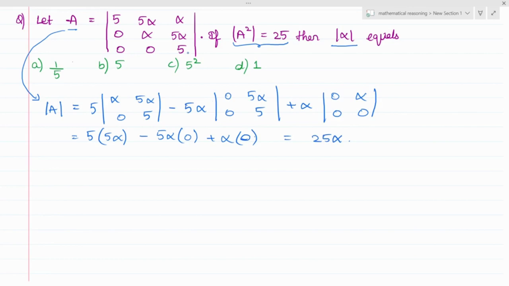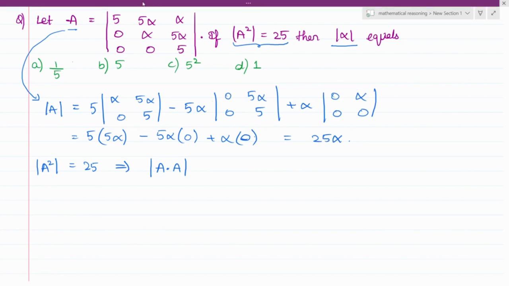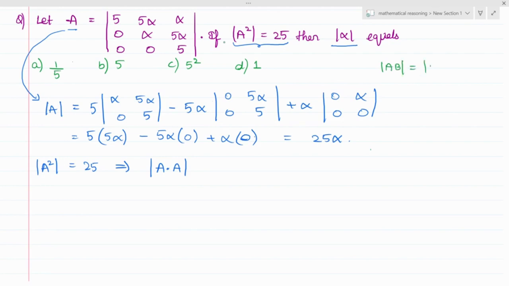Now, a condition is given, that is the determinant of A square value is equal to 25. Now this can also be written as determinant of A into A. A square is nothing but A into A. Now, just now we have seen a property. What property we have seen? Determinant of AB is nothing but determinant of A into determinant of B. So similarly, this can be written as determinant of A into determinant of A.